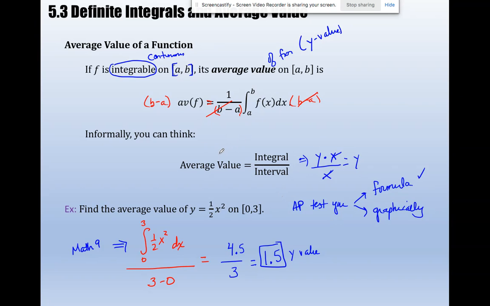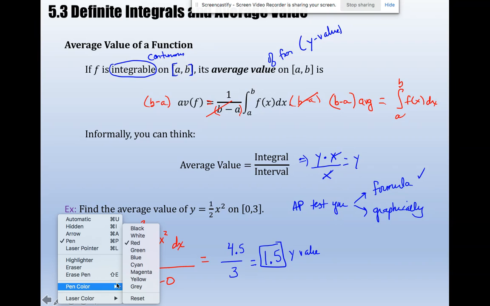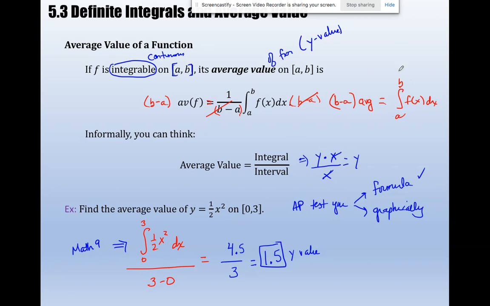What statement do I have now? The integral is equal to the interval times the average value. What? Wait a second. Wait, let me think about this. This is deep.